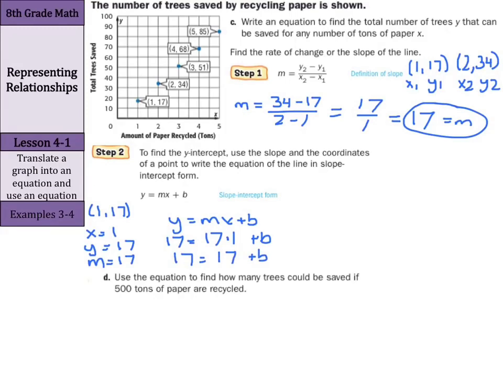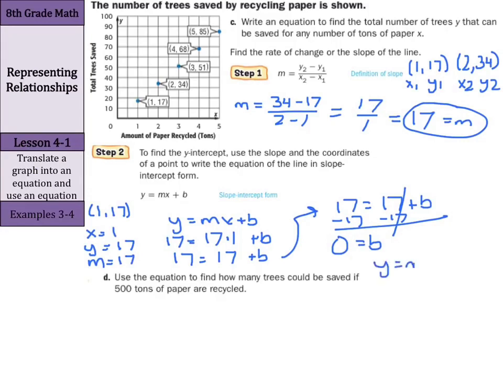If I subtract, I'm going to rewrite this up here to have a little bit more room. If I subtract that 17 from both sides, I get 0 equals b. So my y-intercept is b. Now, to finish in y equals mx plus b form, we want to keep our y equals our slope of 17 times x plus 0, or just simply y equals 17x.